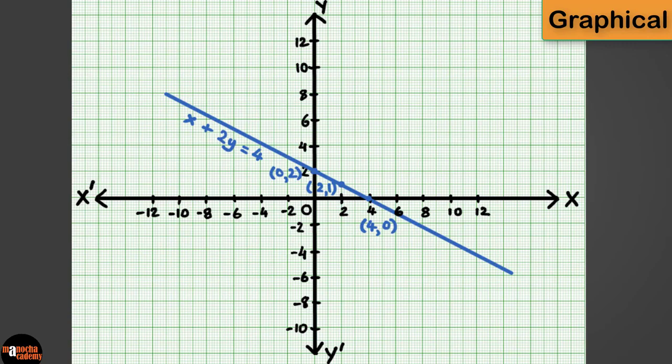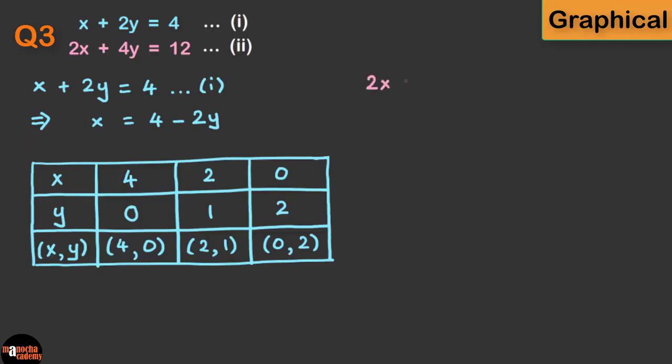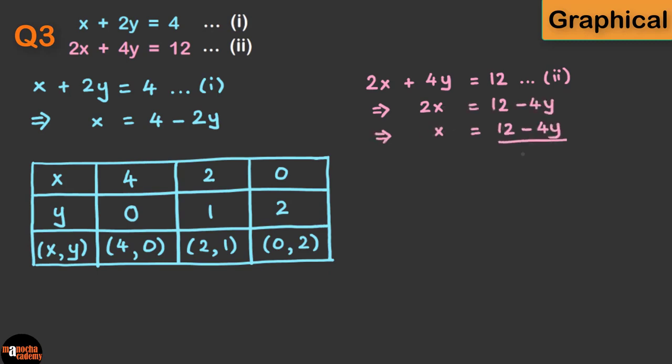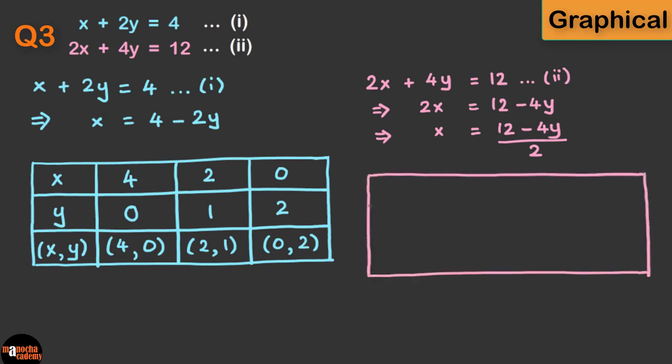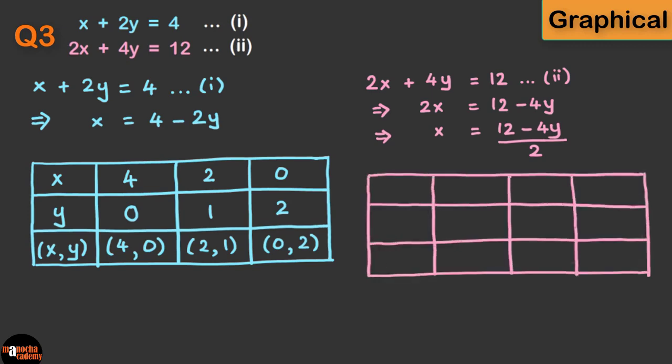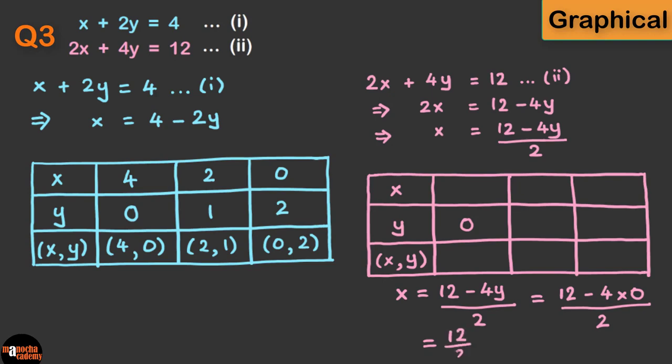Now let's look at our second equation, 2x plus 4y equal to 12. Rearranging, we get x equal to (12 minus 4y) by 2. This equation will make it easy to build our table. For the first point, let's take y equal to 0, and solving we get x equal to 6. So we have our first point 6 comma 0.